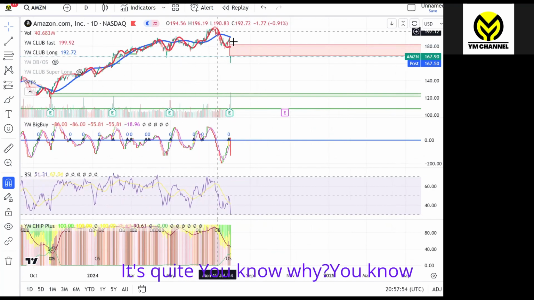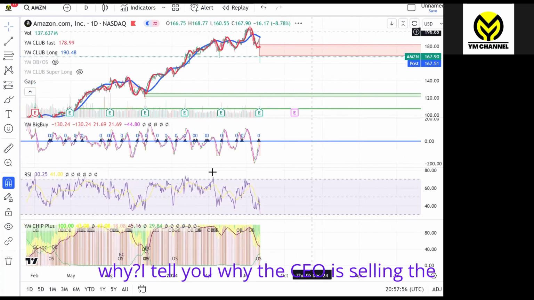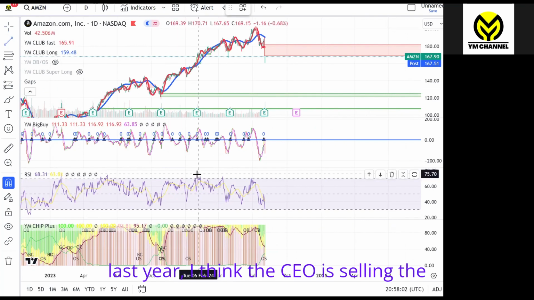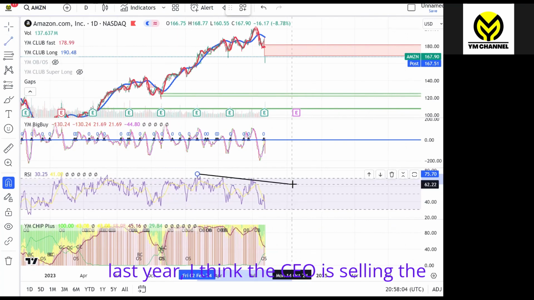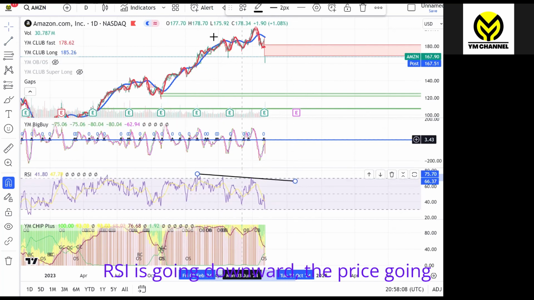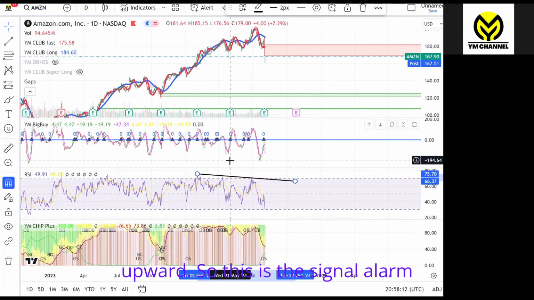It's quite frustrating. You know why? I tell you why. The CEO is selling the stock. I mentioned from last year, I think, the CEO is selling the stock. You may check the record. Also, the RSI is going downward, the price going upward. So this is the signal, an alarm to tell you, hey, if you have stock, you need to be careful. If you want to buy this stock, you need to double think before you buy.